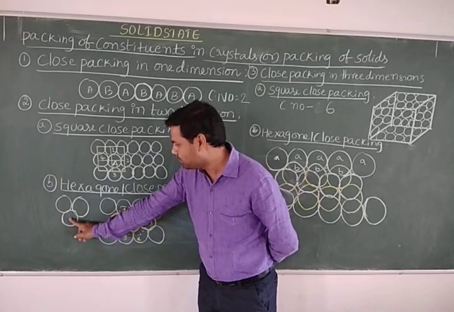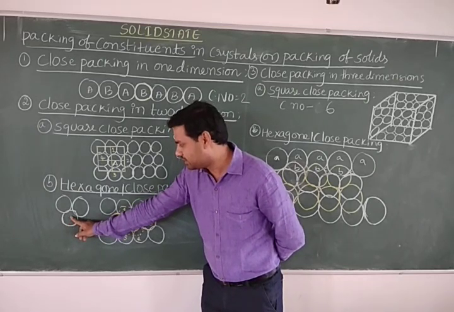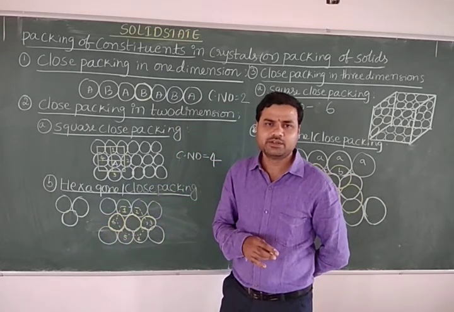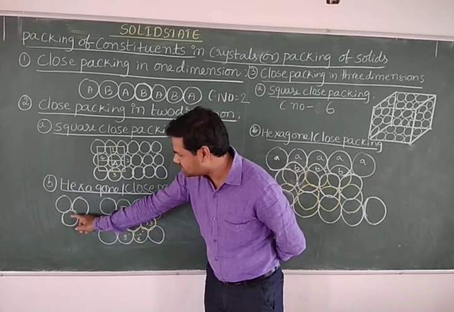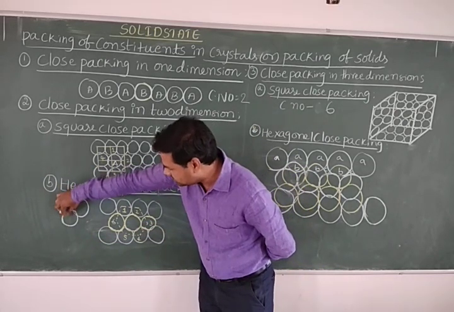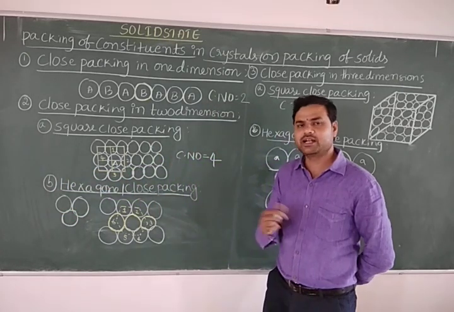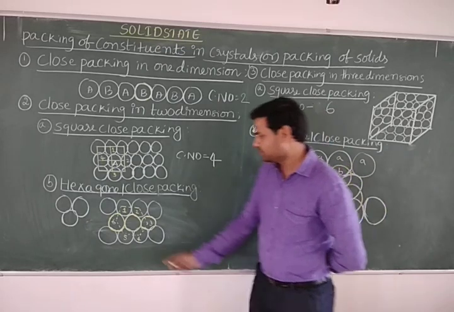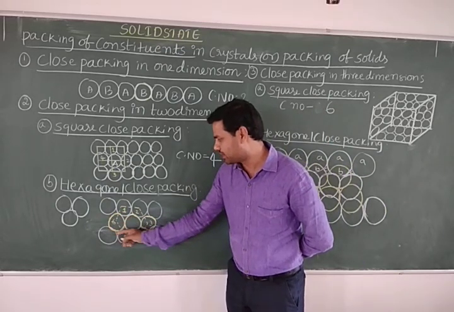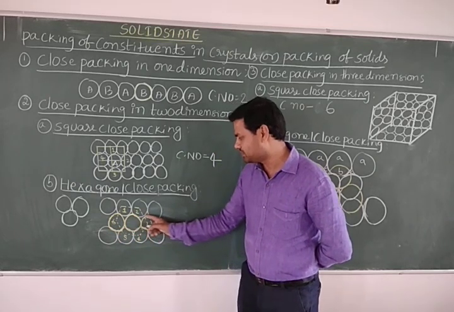Means the second row atoms are present at the depressions of the first row. This gap is called a depression. The gap which is present between two atoms is called one depression. In this depression, the atoms are locating. Which atoms are locating? Second row atoms. So you see that these two atoms have a depression here. Therefore, this atom is locating. Now here is one atom in between these two depressions.